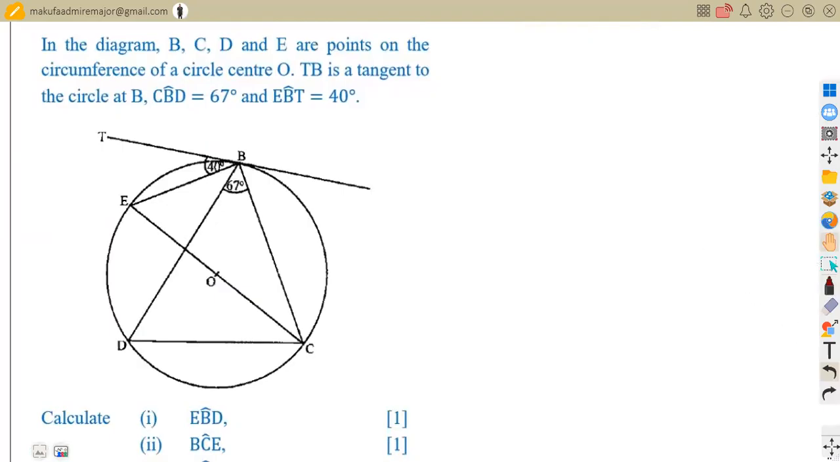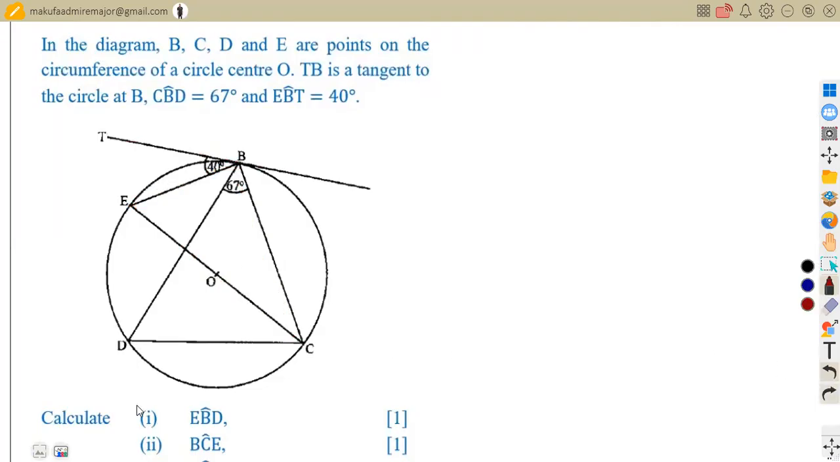In the diagram, we are given that B, C, D, and A are points on the circumference of the circle. All right, and the tangent in this case. So remember, from our tangent concept, the angle between a tangent and a chord is going to be equal to the angle in the opposite segment. This chord is creating the angle at C. So these two angles, they will be equal.